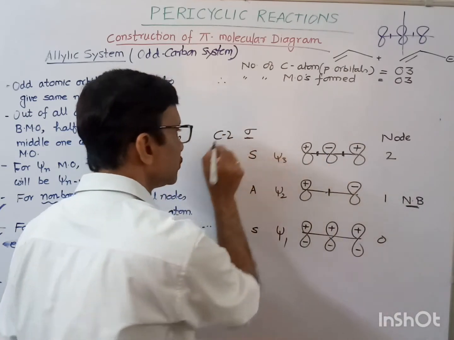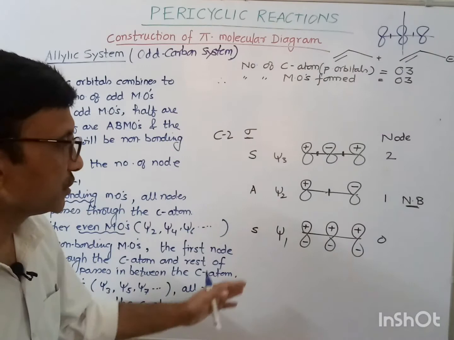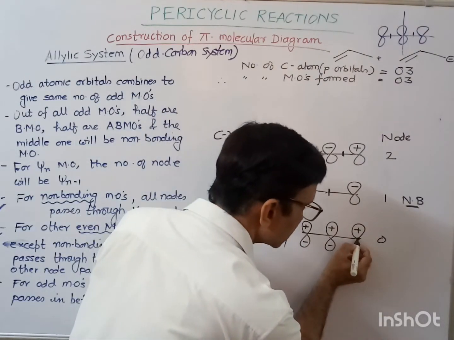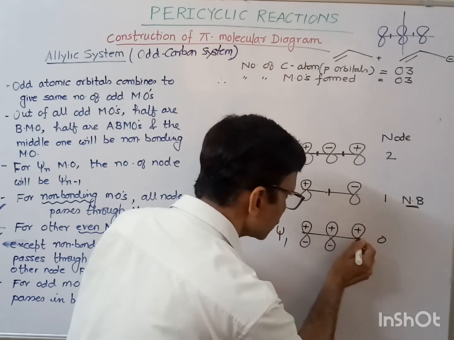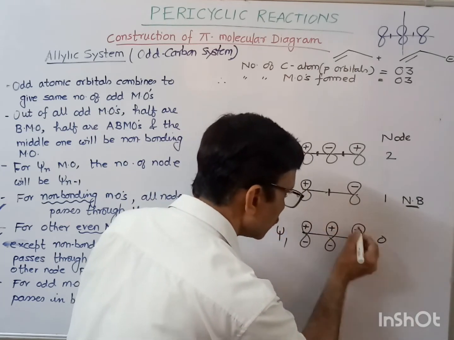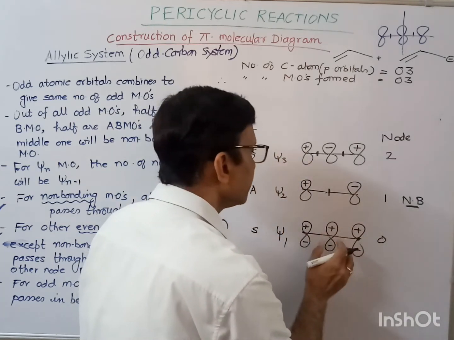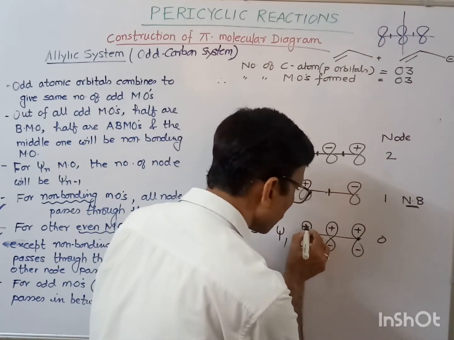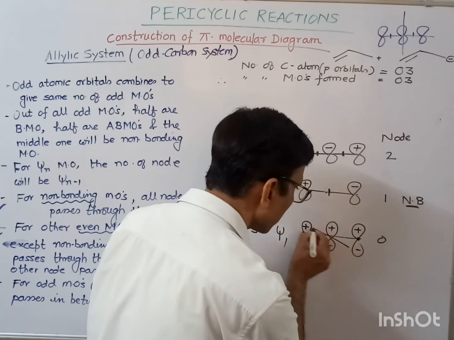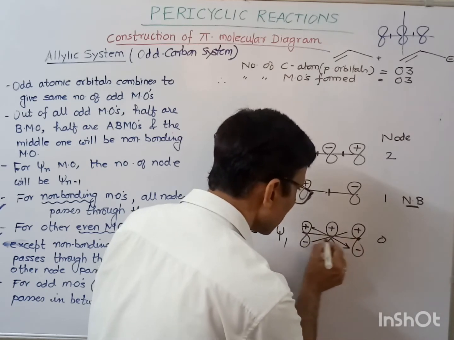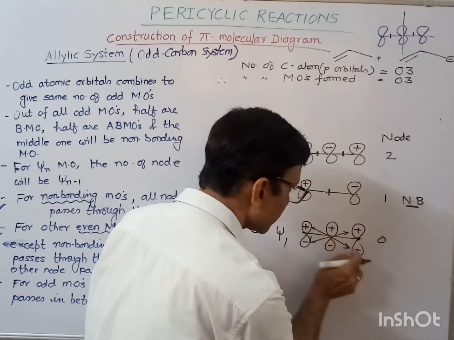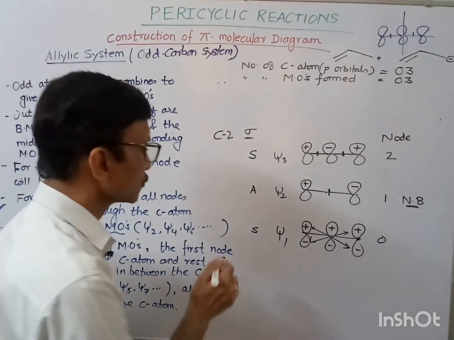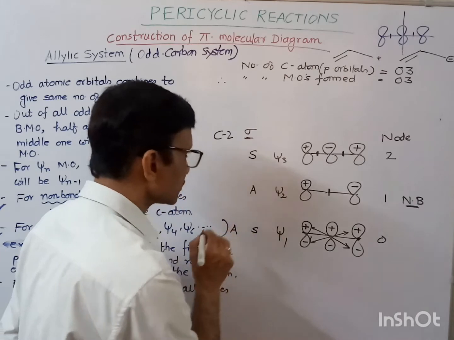So what about this C2 here? If you will rotate by 180 degree, then this and these two, this will come over here, this will go over here. So in place of plus, this will come over here and this will come over here like this. So that's why in place of plus you will have minus, and in place of minus you will have plus, like this. So that's why it is anti-symmetric with respect to C2.